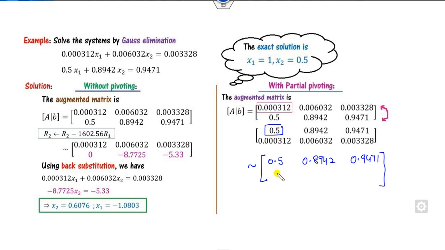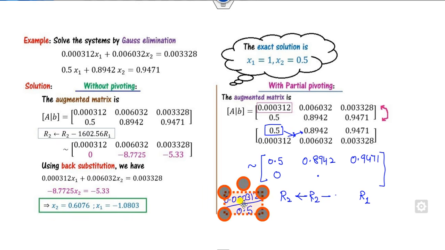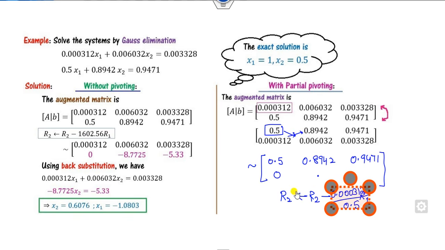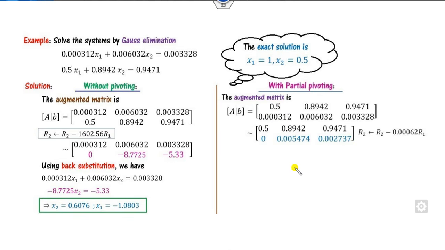This value must be 0. I can find this value by using this determinant rule, or you can apply this as R2 minus, what is that? This is 0.00312 divided by 0.5 of R1. Fine. I need to write this value as here. Fine. So after the calculation you will get this as the expression. Now again, because this is the augmented matrix, you have to write this in terms of here.